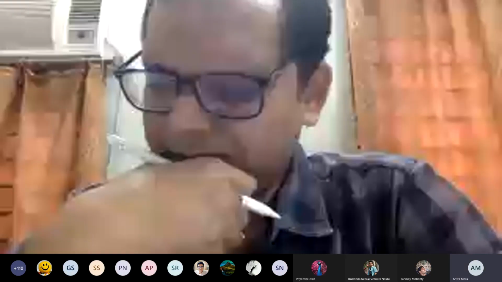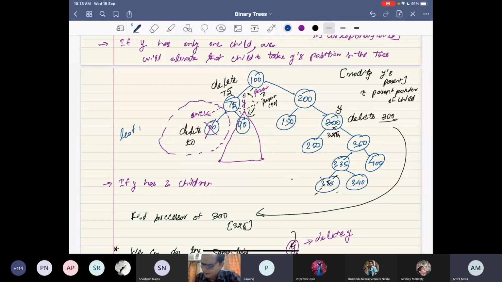So 10 is a leaf node, and 75 is one level below it, and 300 has multiple levels below it. 75 has only one child, and after you remove 10, it has only one child. And 300 has two children. That is the difference. Is that clear?